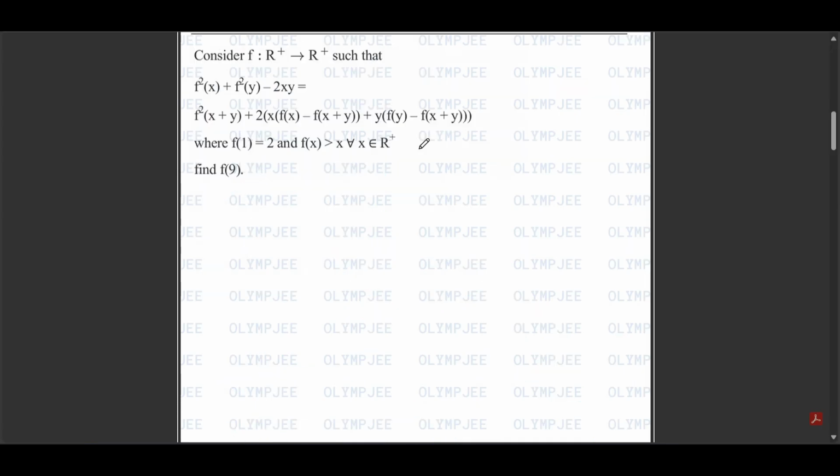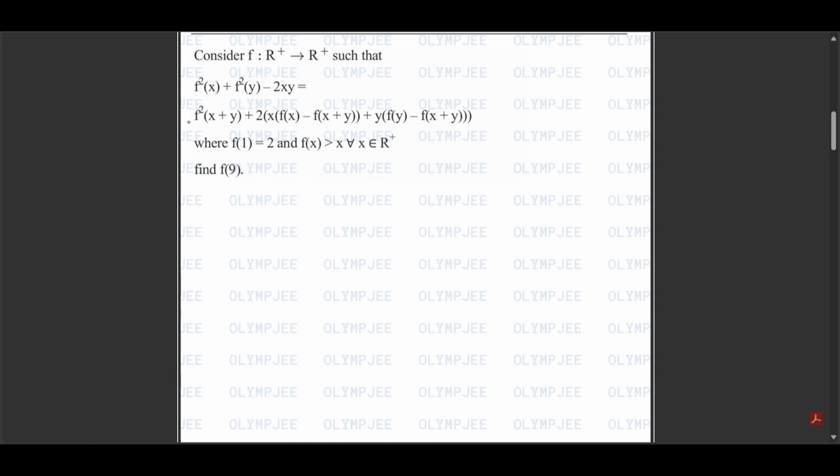So the next question is a question from functional equations. It says that consider a function from positive real numbers to positive real numbers such that this expression is given and f(1) is equal to 2 and f(x) is greater than x for all x belonging to positive real numbers. So initial conditions are given and some expression is given. So we need to find f(9). So whenever we have a functional equation, we try to form clusters of functions which have the same format. You'll get what I'm trying to say when I start solving this question.